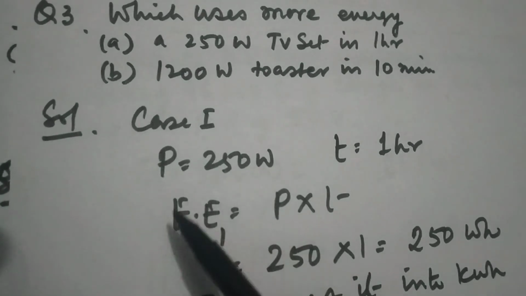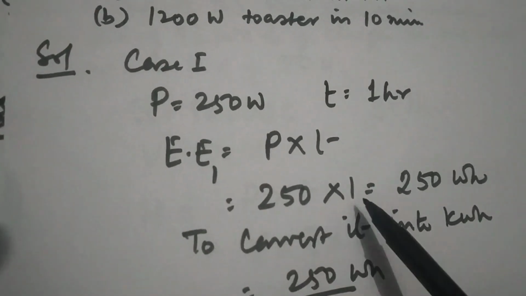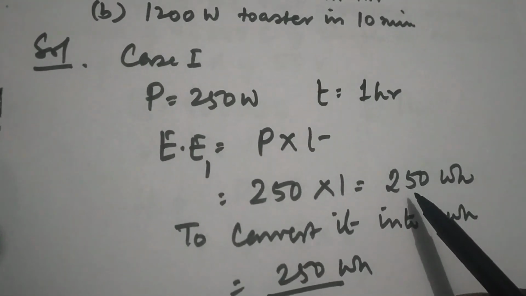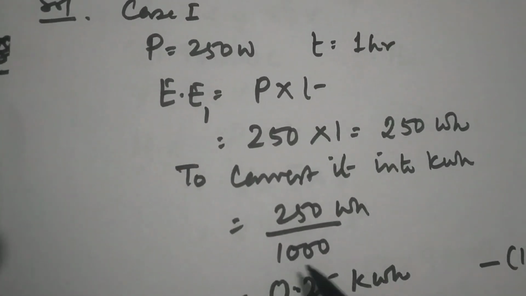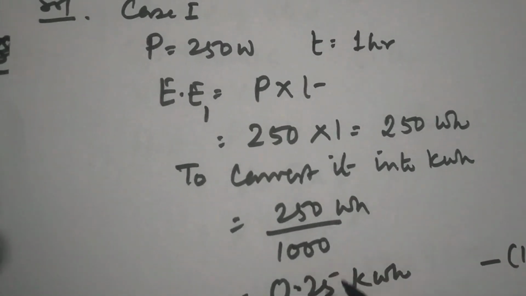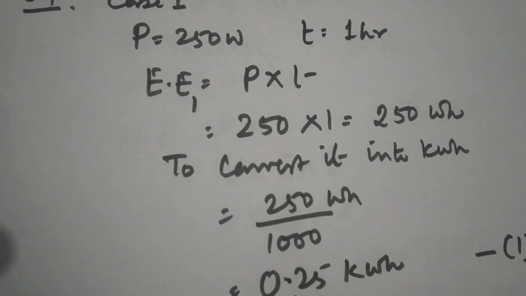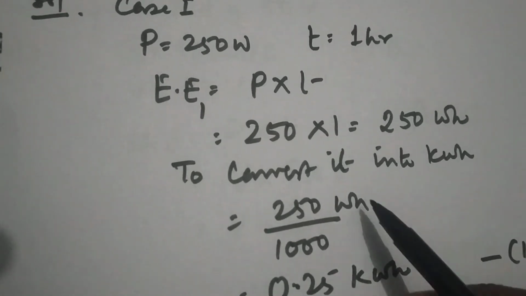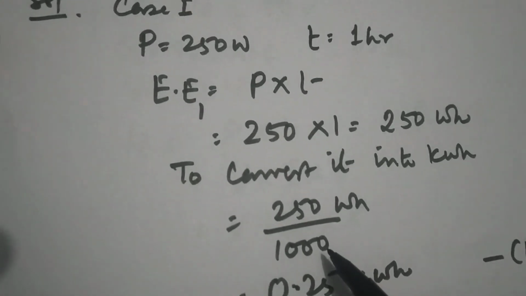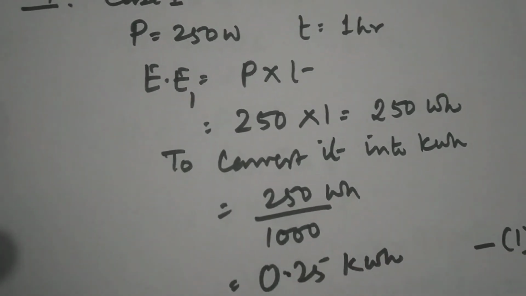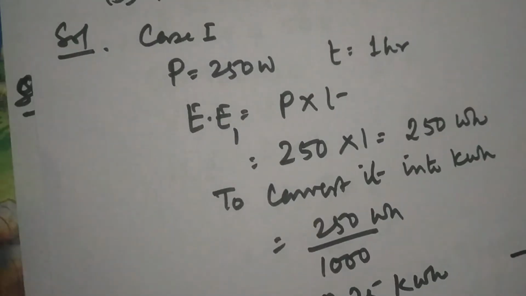If you calculate the electrical energy for the first one, it is power into time. Power is 250. What is the time given? 1 hour. It comes to 250 watt hour. But if you want to convert into kilowatt hour, as I have already told you, it has to be divided by 1000. So 250 divided by 1000 becomes 25 upon 100, so the value comes to 0.25 kilowatt hour. Always remember, to find kilowatt hour from watt hour, we have to divide by 1000. So the value for the first device is 0.25 kilowatt hour. I hope it is clear for the first one.